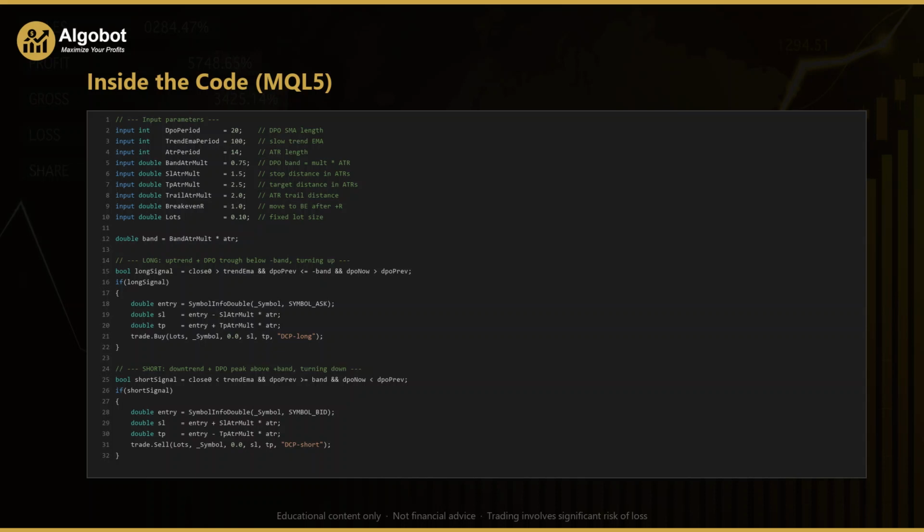The short block is the exact mirror. Close is below the trend EMA. The previous DPO was at or above the positive band, and the current DPO is less than the previous one. That's a downtrend with the oscillator peaking and rolling over. The code then reads the bid price, places the stop loss 1.5 ATRs above, the take profit 2.5 ATRs below, and calls trade.sell. Clean, symmetrical, and fully rule-based.